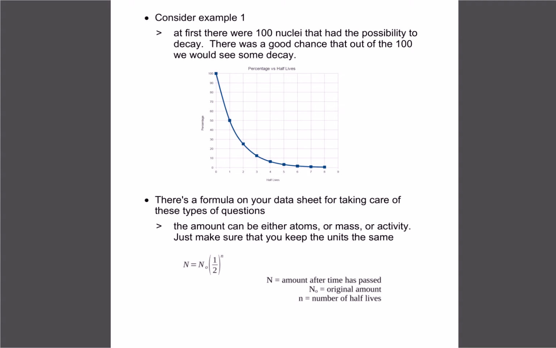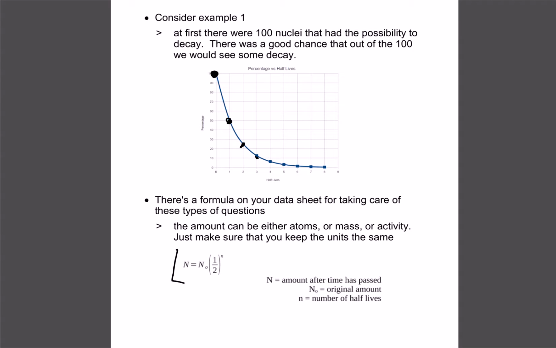So here's a graph showing the same thing we just talked about. If we had 100 original nuclei, in one half-life period it would be 50, and then it would go to 25, then to 12, and 6, and so on. It just keeps getting cut in half. So we can actually use a math formula to calculate this.